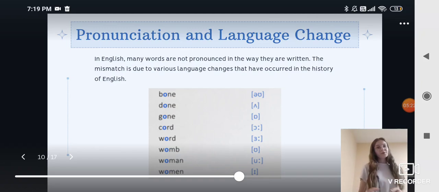Our next topic is pronunciation and language change. In English, many words are not pronounced in the way they are written. The mismatch is due to the various language changes that have occurred in the history of English.